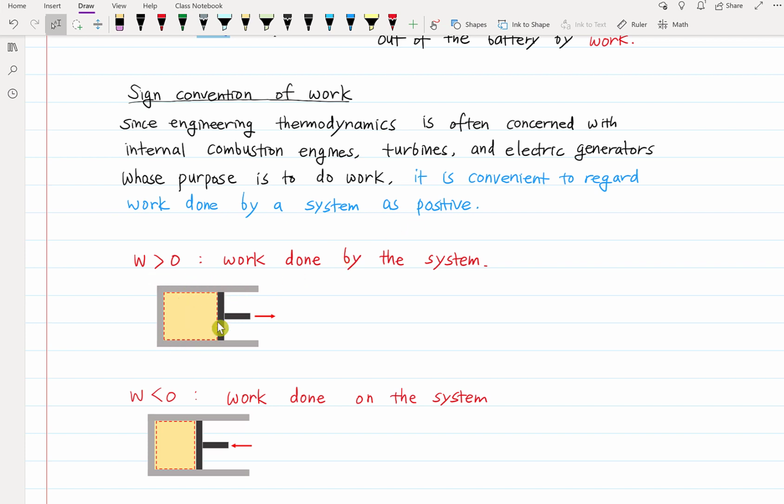Consider this piston cylinder system. Work done by the system is positive. When the gas expands, it pushes the piston. Volume increases. The pressure of the gas pushes the piston, then work is done by the system. So W is positive. We have a system, and work is done by the system, W is positive. Outside is the surroundings.